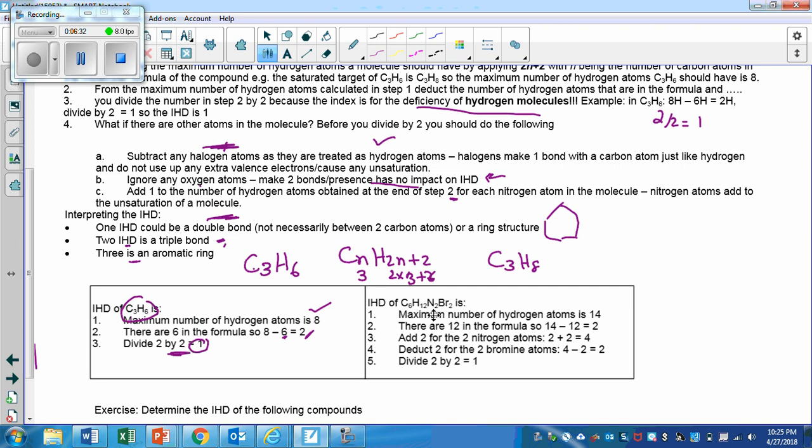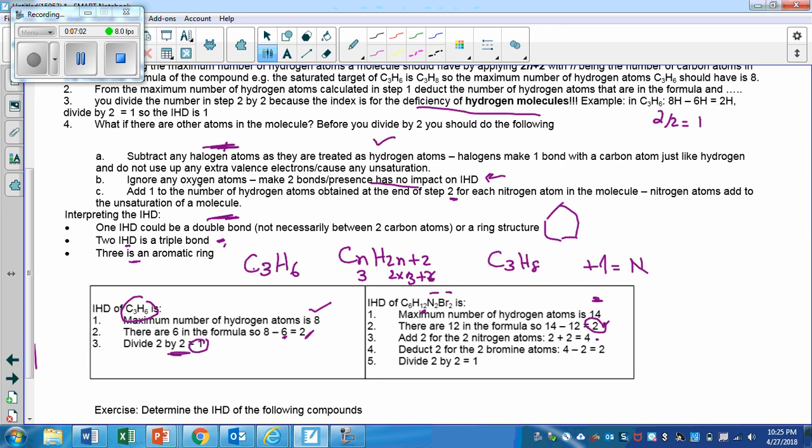What if I have a compound that has nitrogen and halogens in it? Again, I calculate the maximum number of hydrogen atoms and subtract the number of hydrogen atoms that I have, so 14 minus 12 will be 2. Now, as you see, I have 2 nitrogen atoms. For each nitrogen atom, I add 1. So to this 2, I will add 2 for nitrogen.